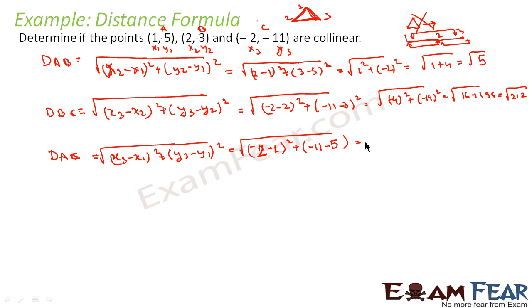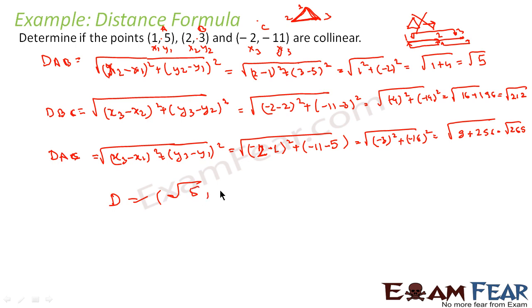So this becomes root over (minus 3) squared plus (minus 16) squared. This is nothing but root over 9 plus 256, and that is root of 265. Now we have three distances. The distances are root 5, root 212 and root 265. By no means can we say that the sum of any two is equal to the third. If we take root 5 and root 212, the sum is not root 265.